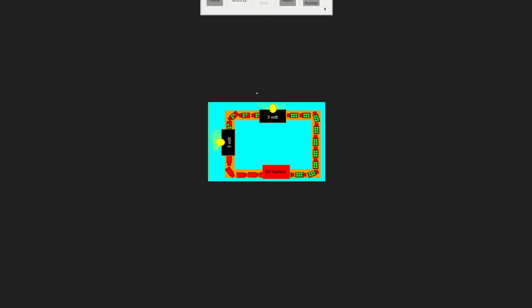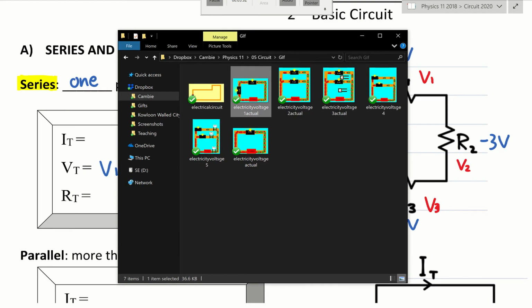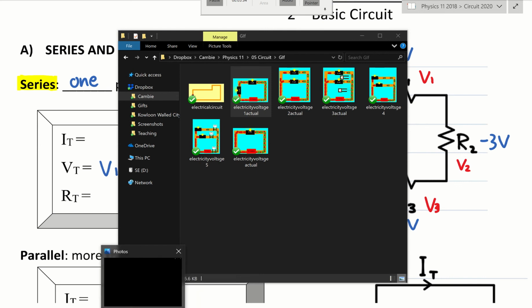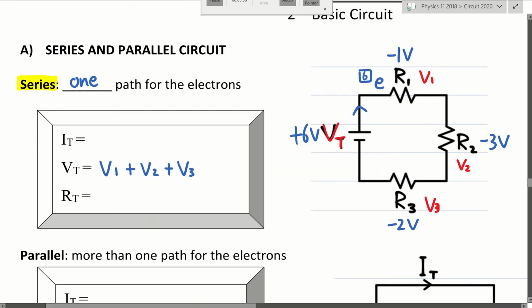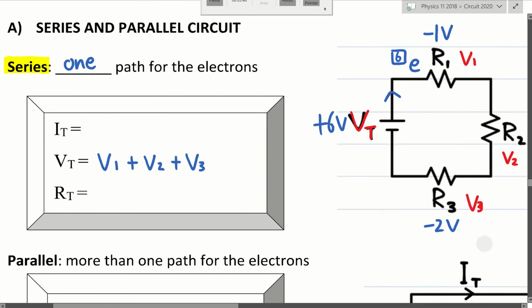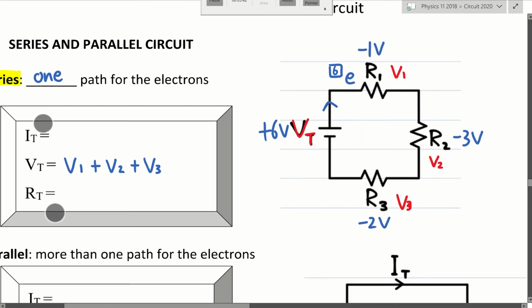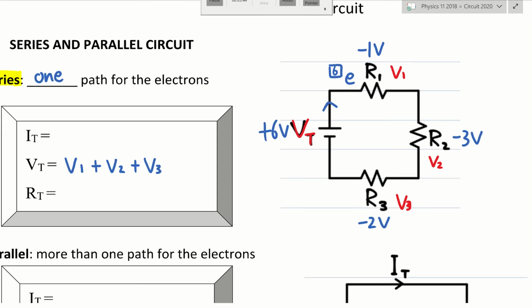So when the electron, look at this electron, when they're going back to the battery, they should have nothing on it, right? So this is a really good analogy to use. Okay, so now, going back to here, hopefully you understand why voltage must be added this way. Okay, so in a series circuit then, the total amount of current.